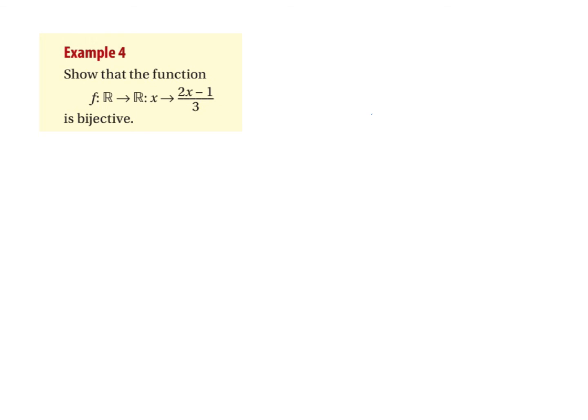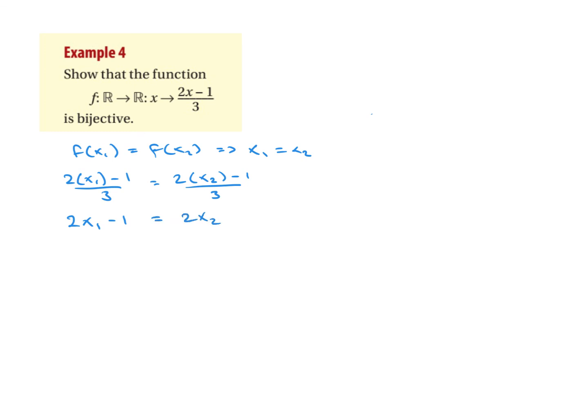Let's have a look at another one. We'll do this one using algebra, using the two tests. So we will use the injective test first of all. What we have is f of x1 is equal to f of x2, which will imply that x1 is equal to x2. So let's check that. The function of x1, so we've got (2x1 minus 1) over 3, is equal to (2x2 minus 1) divided by 3. Just combine them.